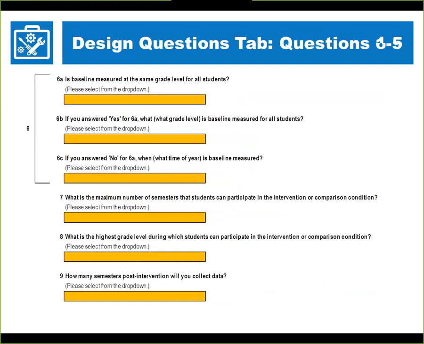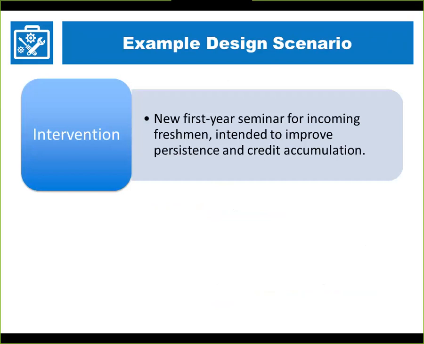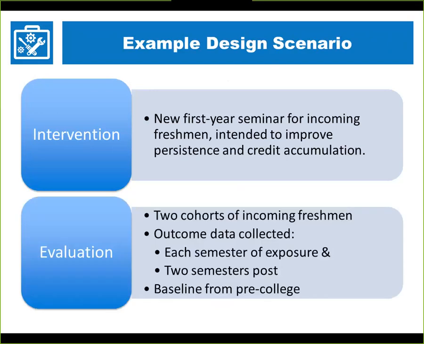We can use an example design scenario to complete the questions. So let's say we're evaluating a new first-year seminar for incoming freshmen, which is intended to improve students' persistence and credit accumulation. The evaluation will include 2 cohorts of incoming freshmen who participate in the intervention or comparison condition. We'll collect outcome data on persistence and credit accumulation after each semester of exposure and for 2 semesters post-intervention, for a total of 4 semesters of data collection for each cohort.